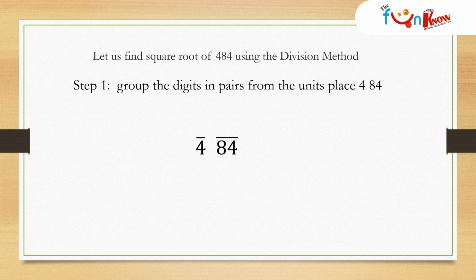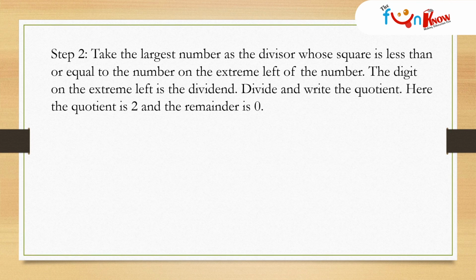Then the square root of 4, students, I hope everyone knows, is 2, right? So how will you do it? 2 twos are 4. Take the largest number as a divisor whose square is less than or equal to the extreme left number. The digit of the extreme left is the dividend; divide and write the quotient. So here it is 2. 2 twos are 4. Now 4 minus 4 answer will be 0.